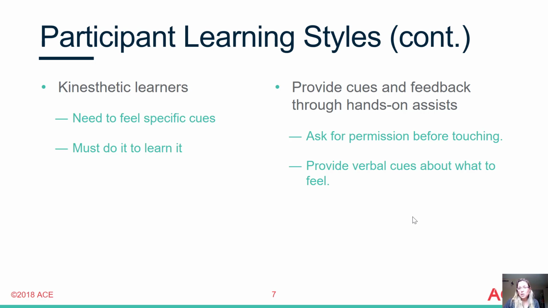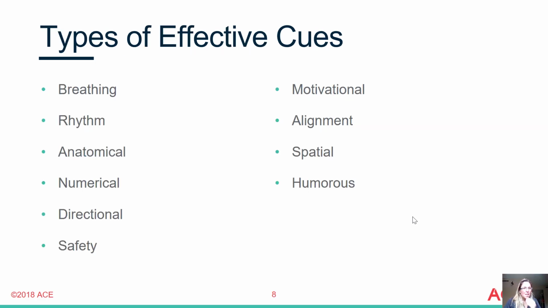So also use verbal cues about what it should feel like. So verbal, kinesthetic, visual, try to incorporate all three of those types of cues in various parts throughout our classes. That way each of those people with those different learning styles can choose what is best for them.